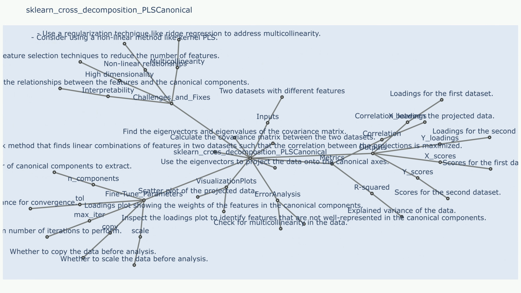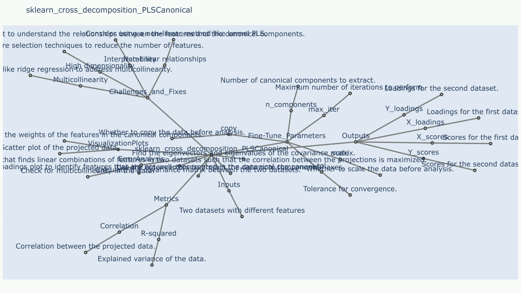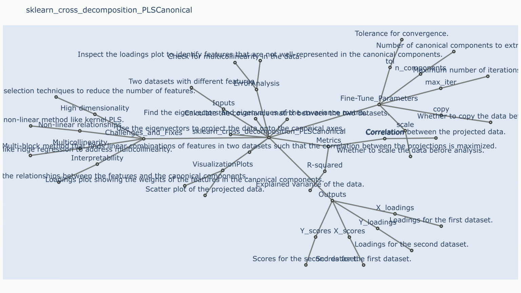Outputs: X weights, a 2D array of shape (n_features_X, n_components), representing the weights for the linear combinations of the first set of variables. Y weights, a 2D array of shape (n_features_Y, n_components), representing the weights for the linear combinations of the second set of variables.